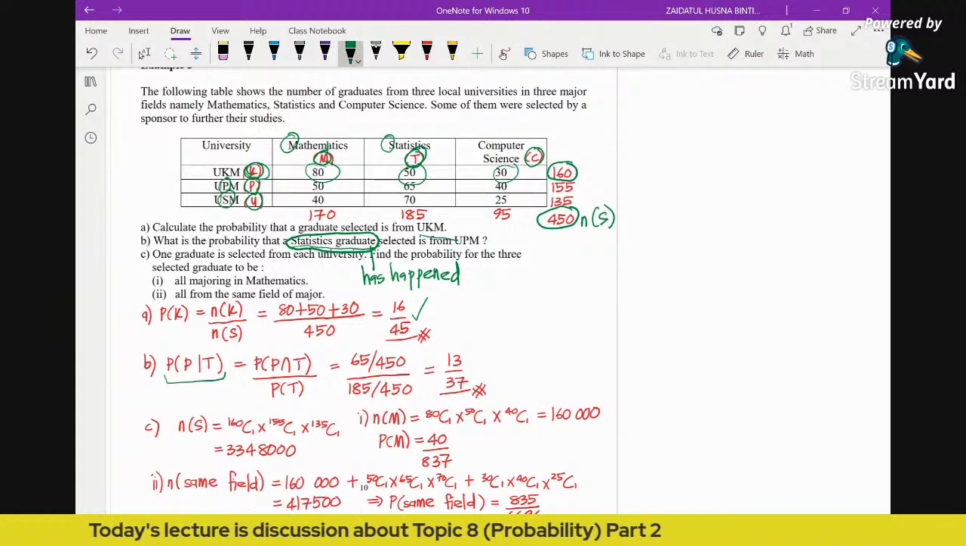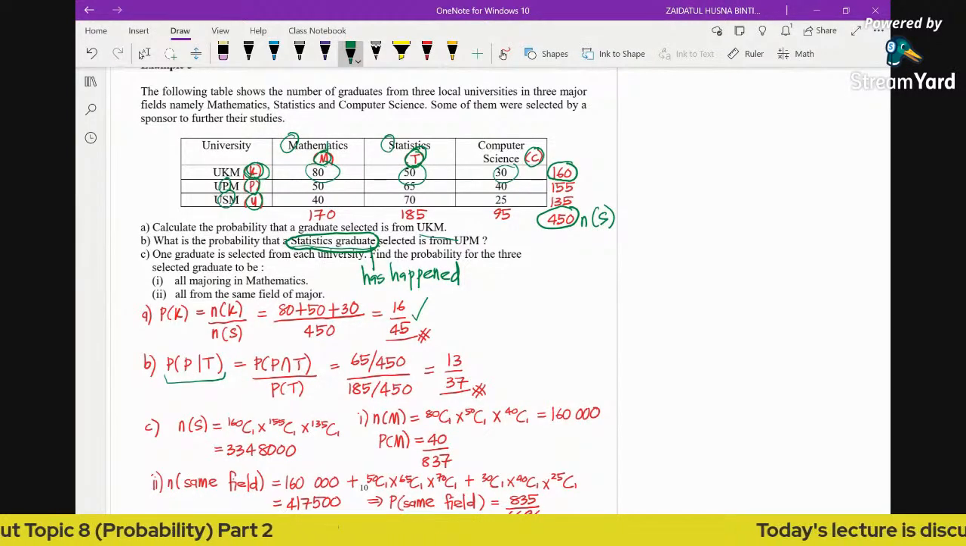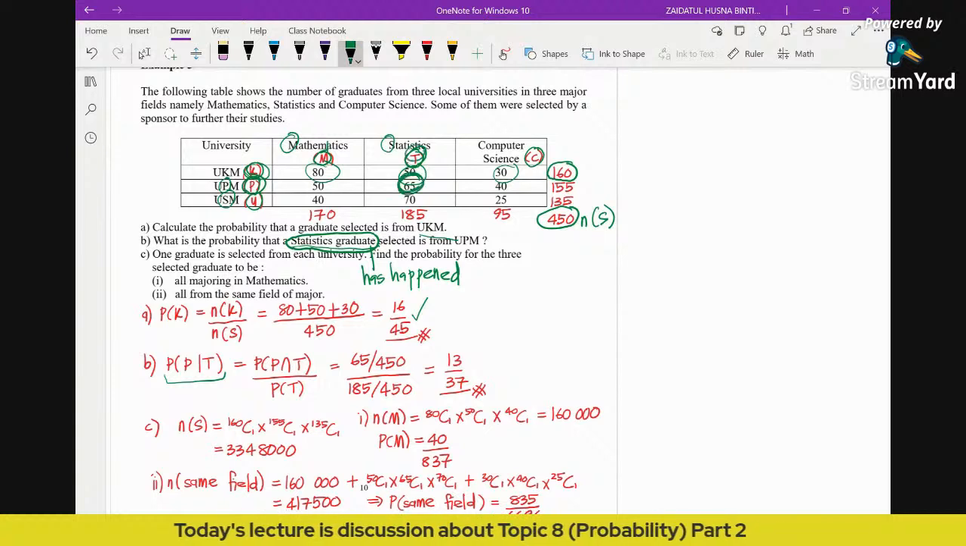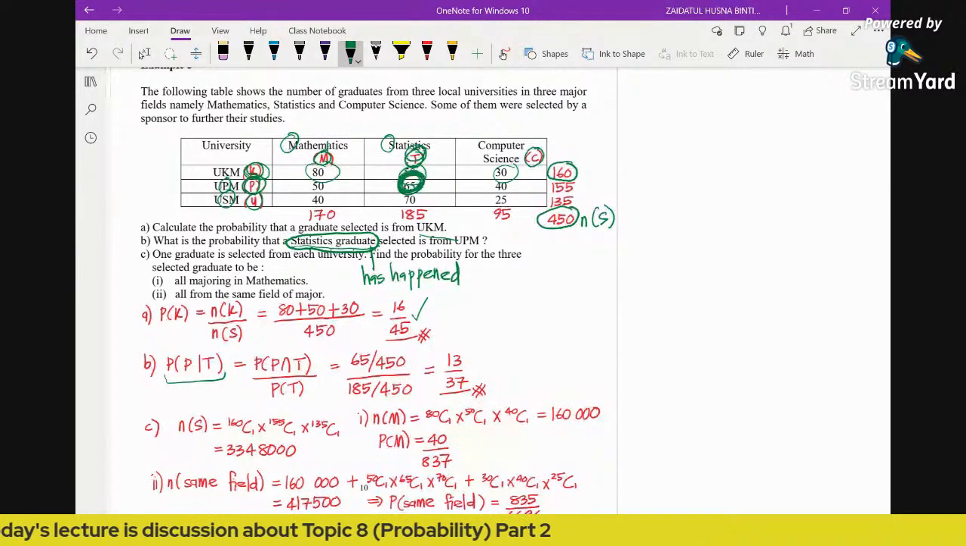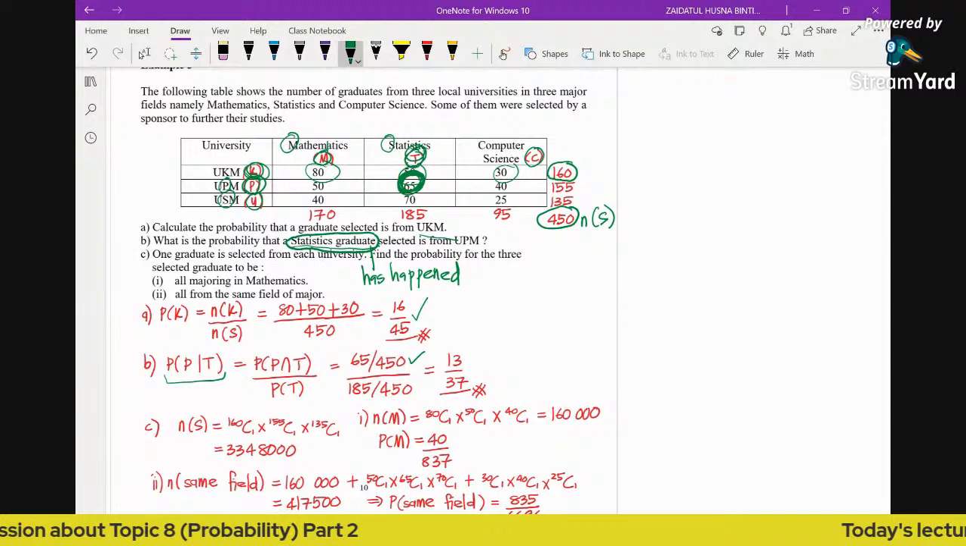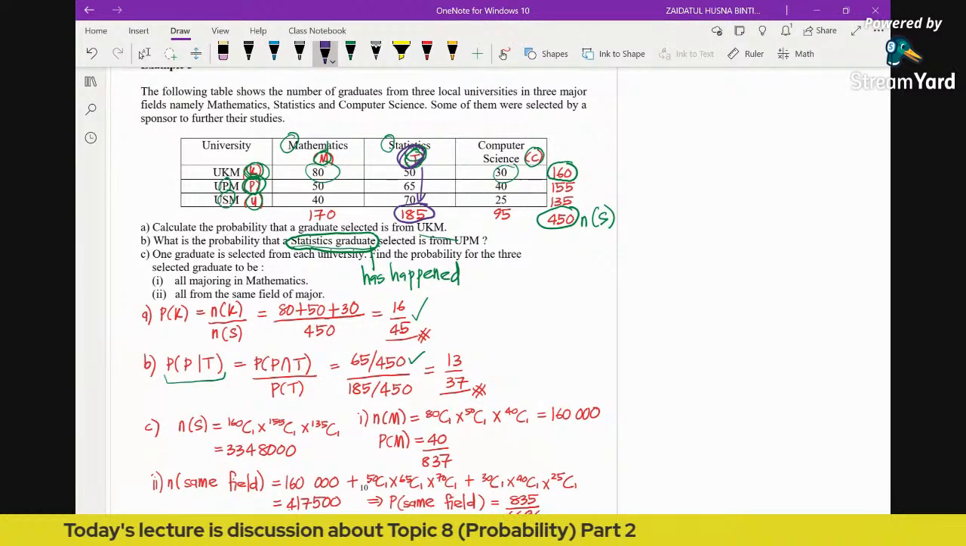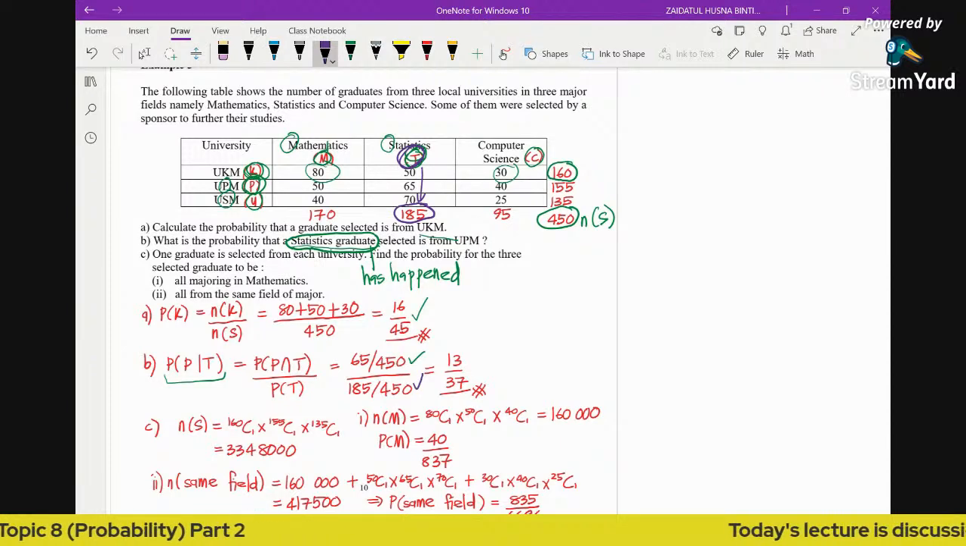So we use the formula. The probability of P given T is equal to the probability of P intersect T divided by the probability of T. So P intersect T is this, where the intersection is located: 65 over 450, divided by the probability of T. Where can we obtain the probability of T? This is where the event T is located, so we just find the sum. So the probability of T is 185 over 450. And then you just press the calculator, and you will get 13 over 37.